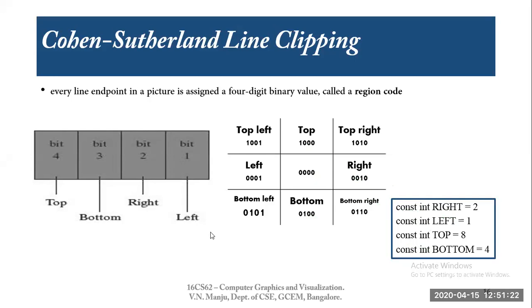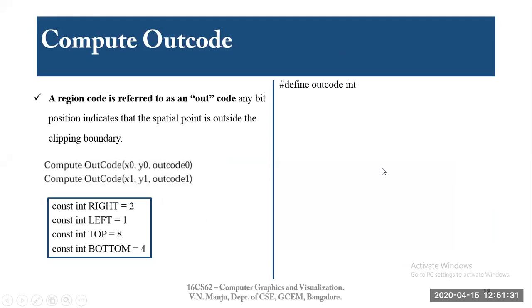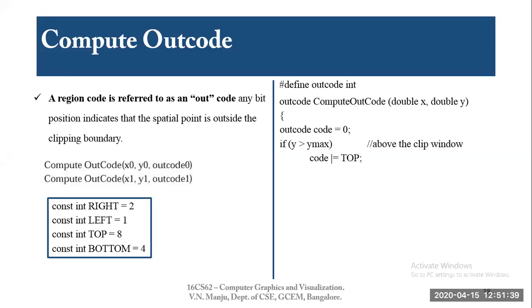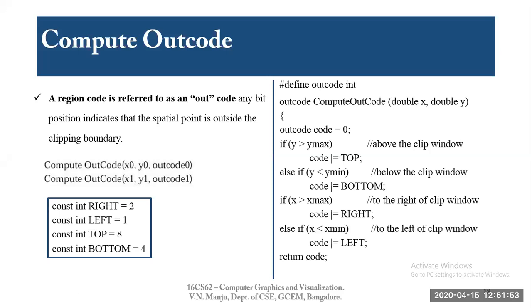Now we go to the next step, the clipping window. Every time we say a point, it is with respect to x min, y min, and x max, y max. Now we start with our algorithm to compute the outcode, for the respective region: top, bottom, right, and left. If it's top, it is y max. If it's bottom, it is y min. If it is left, it is x min. If it is right, it is x max. So we have done this.